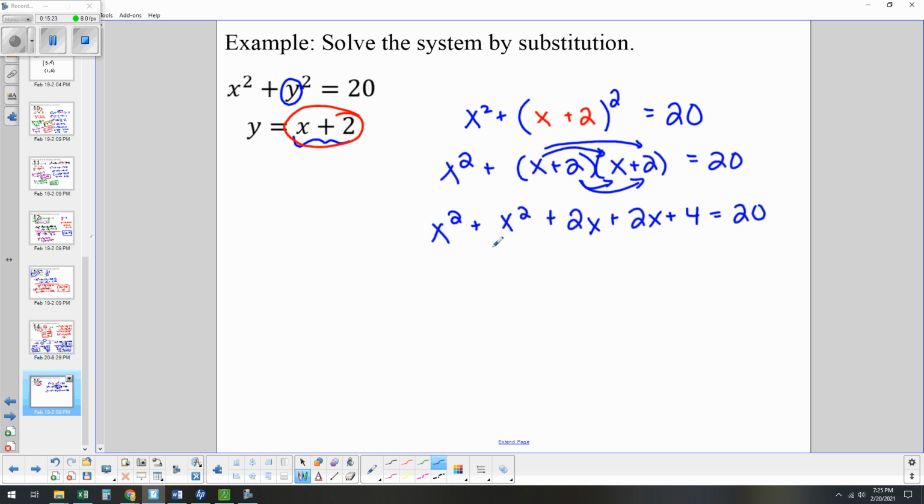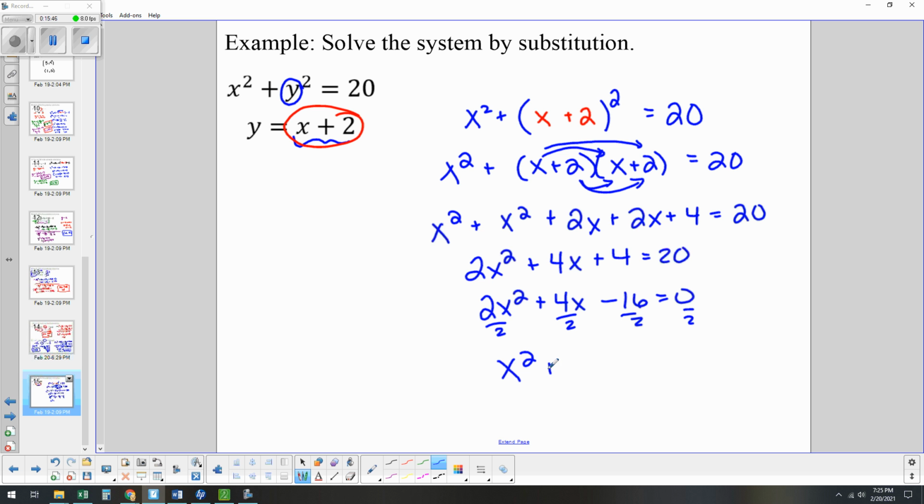So I have a lot of like terms to combine. So that's 2x squared plus 4x plus 4 equals 20. Right, this is a quadratic. Let's move that 20 over. So when I subtract 20, now I have negative 16 there. There's a GCF here, right? They're all even, so we can divide out 2.